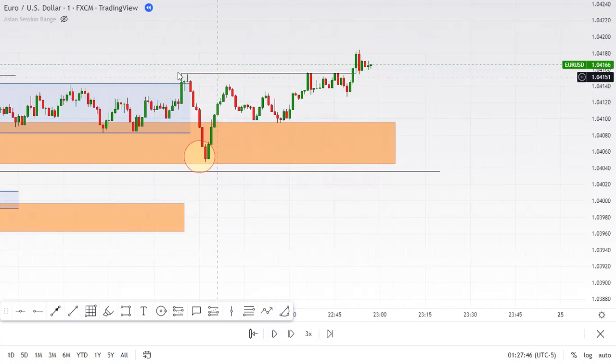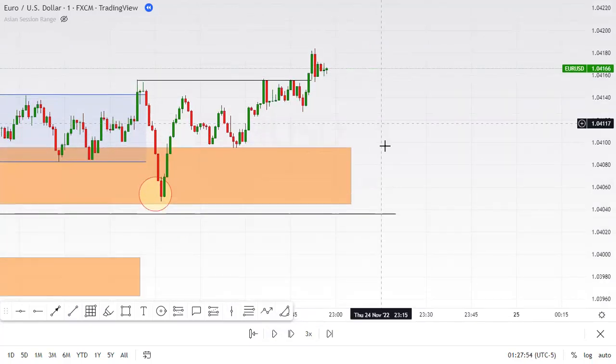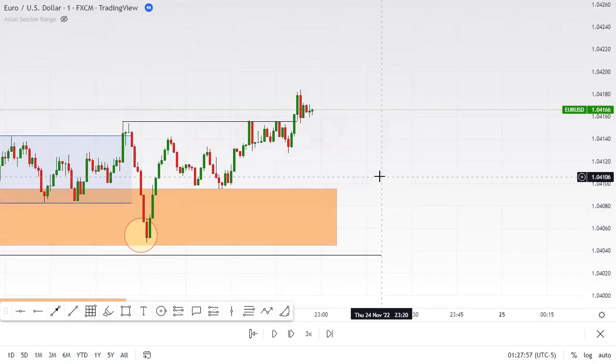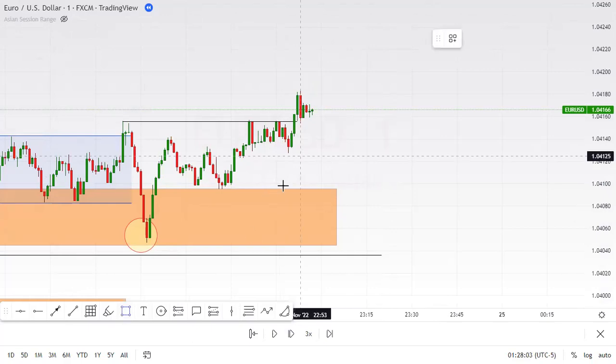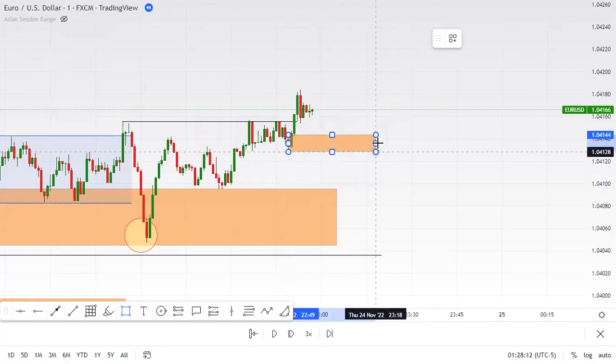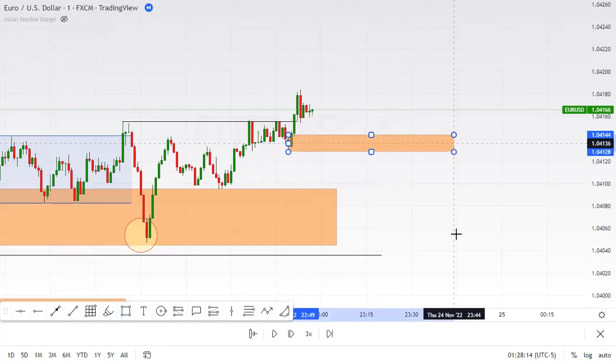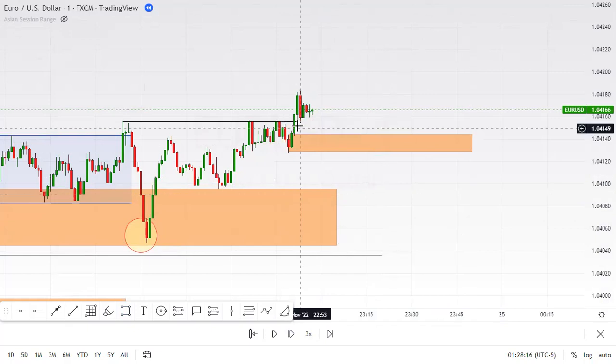The market went above this point. Now where are your order blocks for you to confirm this uptrend? If we are going to look for areas for confirmation, we have several order blocks. That one, this one, is an order block, and there is some sort of imbalance if you look here.